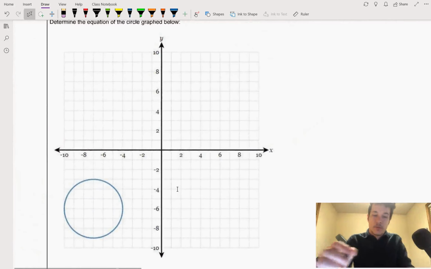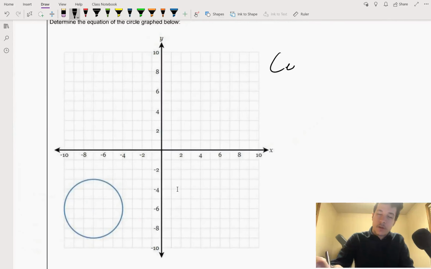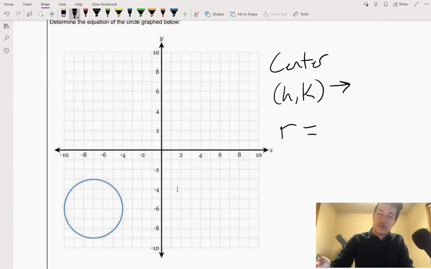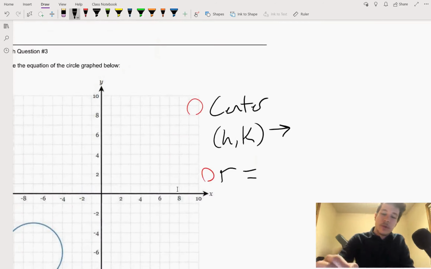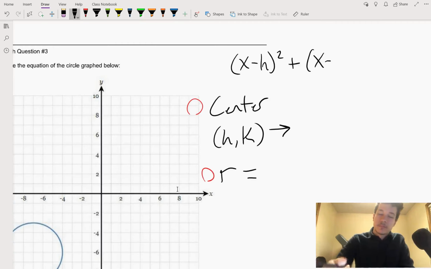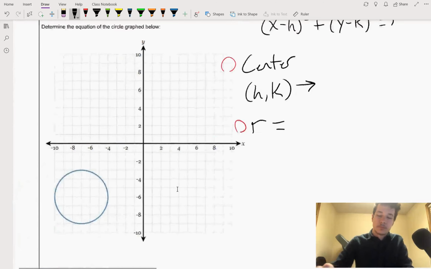Okay, problem number 3. We need a couple of things. Center at h, k, and we'll record what that center is, and we'll also find out what r is. So that's my checklist here. 2 things that I need to get, the center and the radius. Just because I've done it every time, let's rewrite that equation one more time. And we can plug in all those parts.